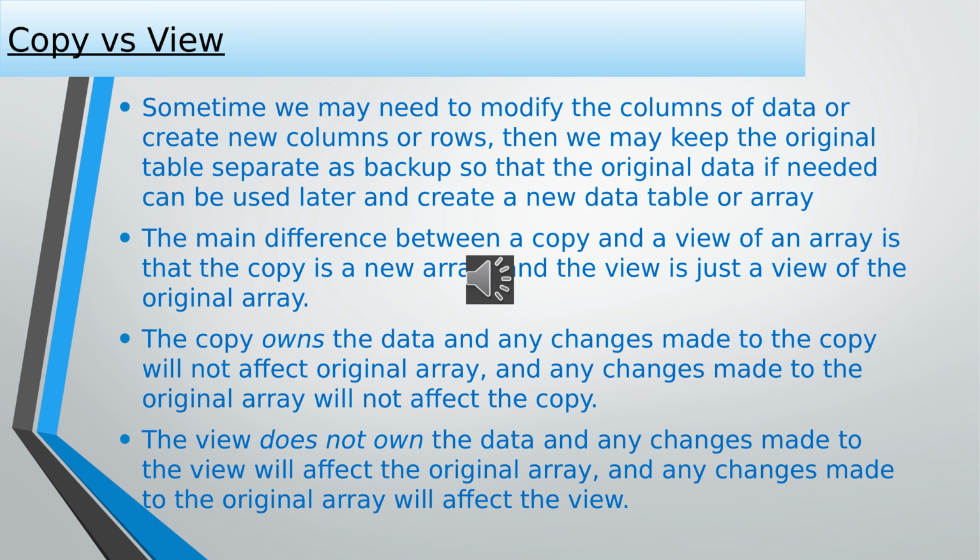The main difference between a copy and a view of an array is that the copy is a new array and the view is just a view of the original array. The copy owns the data, and any changes made to the copy will not affect the original array, and any changes made to the original array will not affect the copy. The view does not own the data, and any changes made to the view will affect the original array, and any changes made to the original array will affect the view.